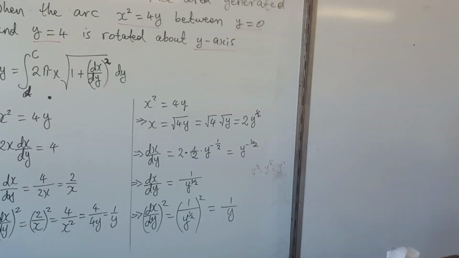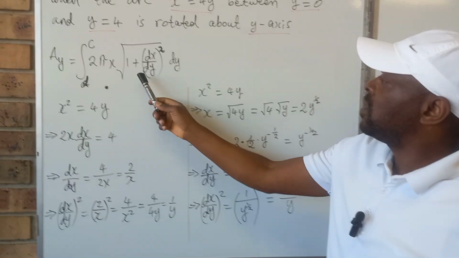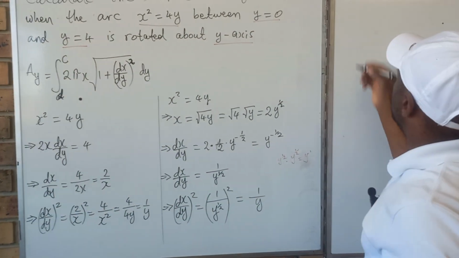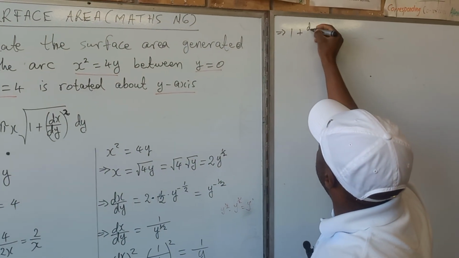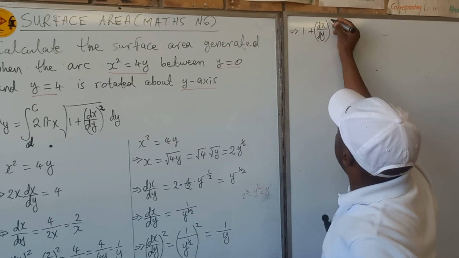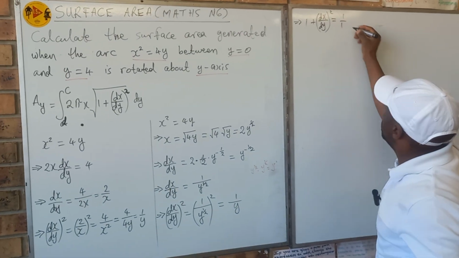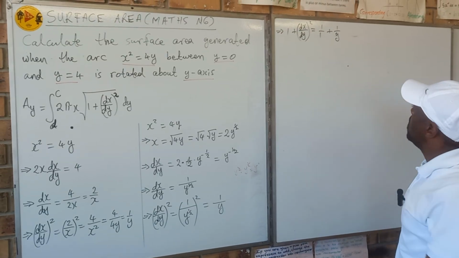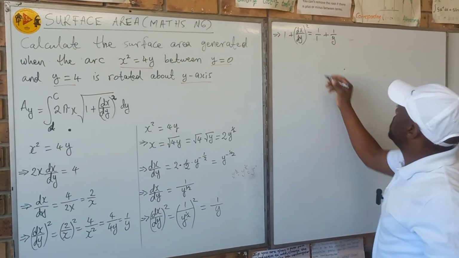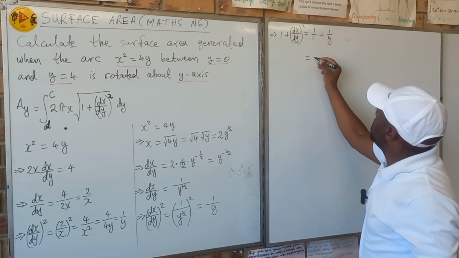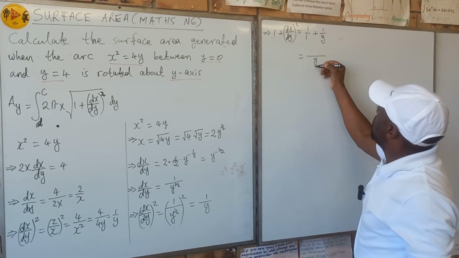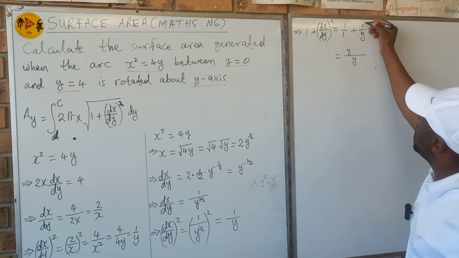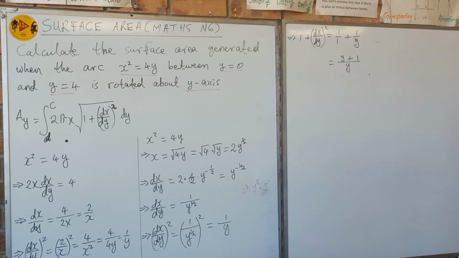So now that we know dx dy, the next thing is to look at dx dy, all that squared plus 1, as the formula says. So we get 1 plus dx over dy, all that square will simply mean 1. 1 is the same thing as 1 over 1 plus 1 over y. So you see we got 1 over y there. So if I move on and take the LCD, my LCD means I multiply the numbers at the denominator, that will be y. Then I take y divided by 1, it's y times y is y. Then y divided by itself is 1 times 1, it's 1. So that is what we get.